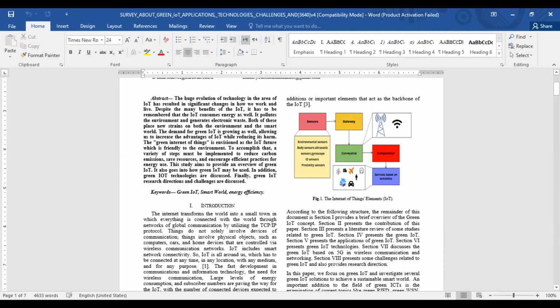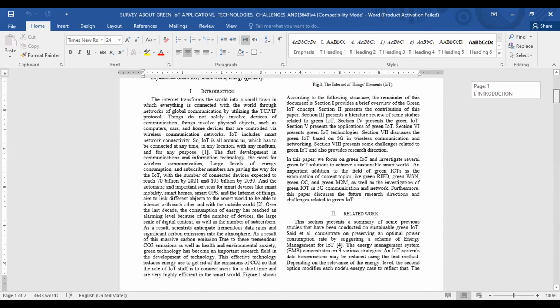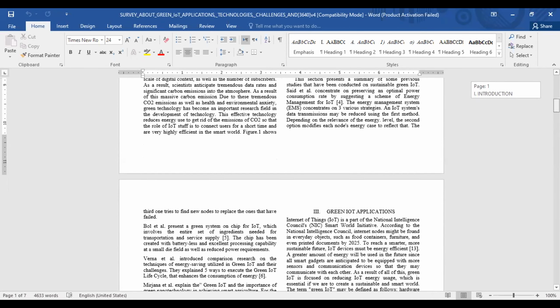It also goes into how green IoT may be used. In addition, green IoT technologies are discussed. Finally, green IoT research directions and challenges are discussed. So, I'm going to skip the introduction and the related work. We will focus on, for example, the applications of IoT.